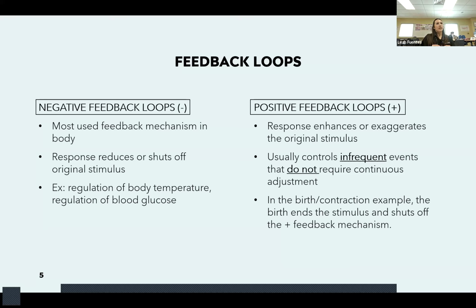I want to say the essay question asks about an example for each of these two. So you may want to have an example ready to go.